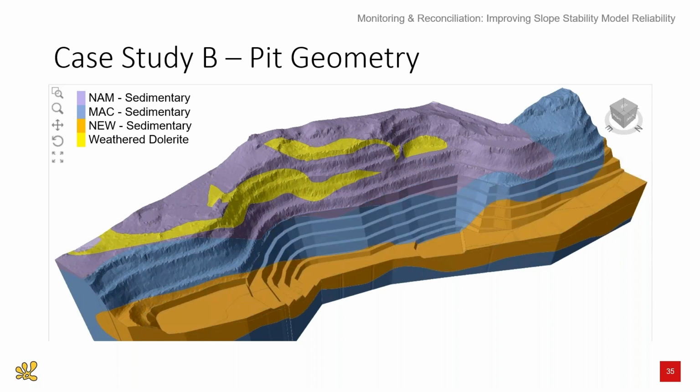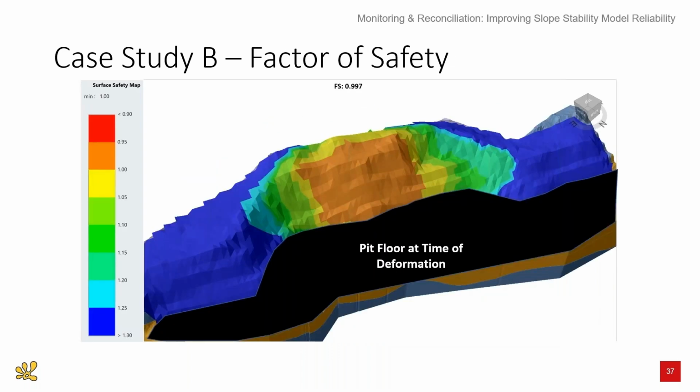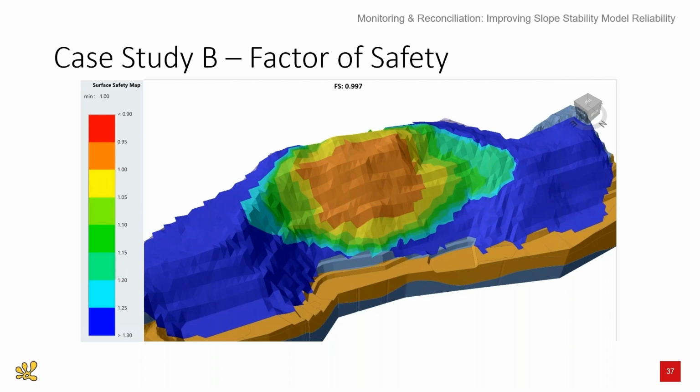So that's the future excavations proposed. And basically overlaying the deformation data on that convex slope profile at the time where the pit floor was as shown, shows the hotspot of deformation. Running the model in 3D with exactly the same inputs as 2D, the only difference being that the geometry was 3-dimensional, found a factor of safety of just under 1 in that area, with a projection to possibly have a failure if the next bench was mined.